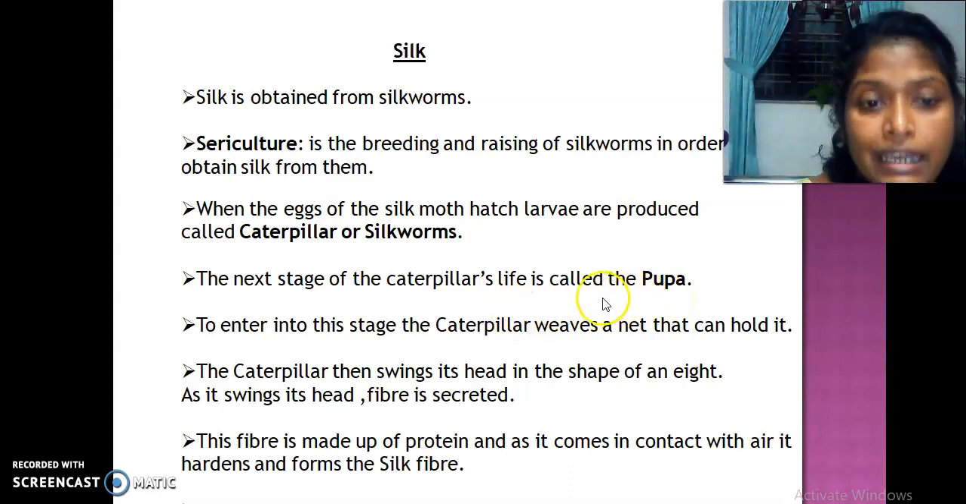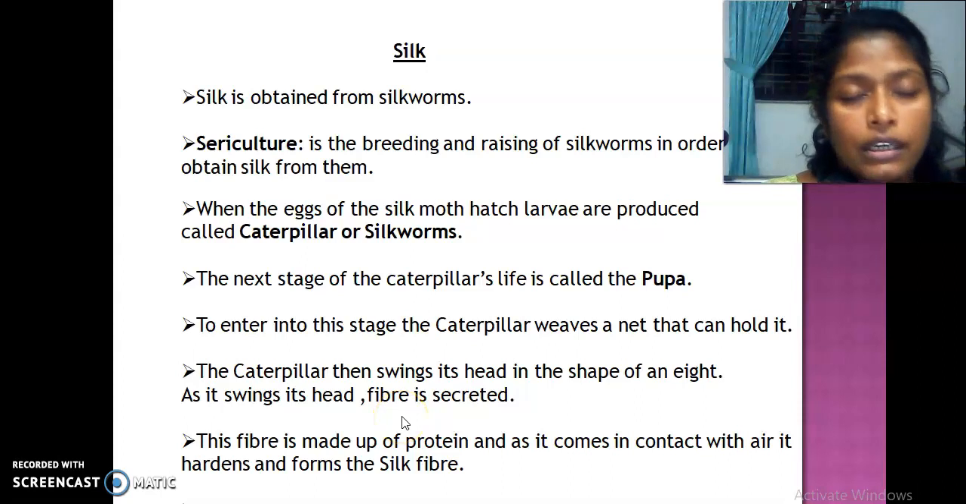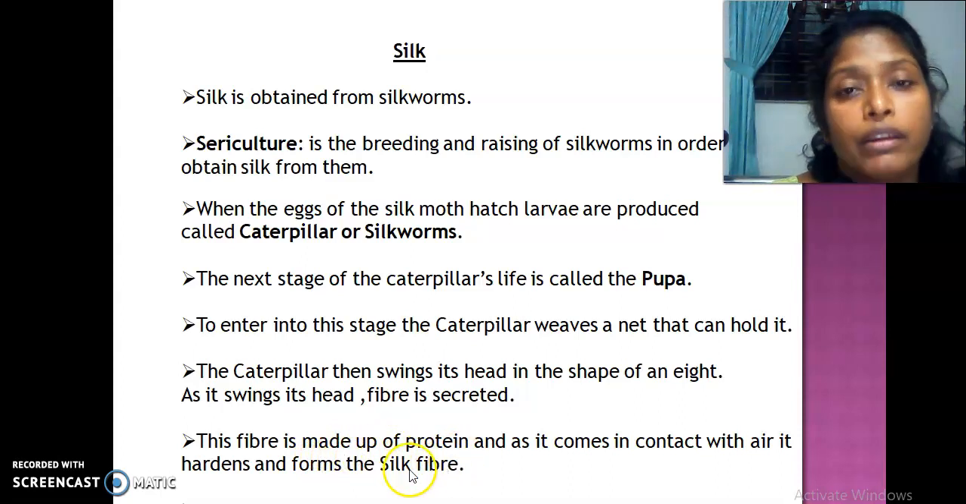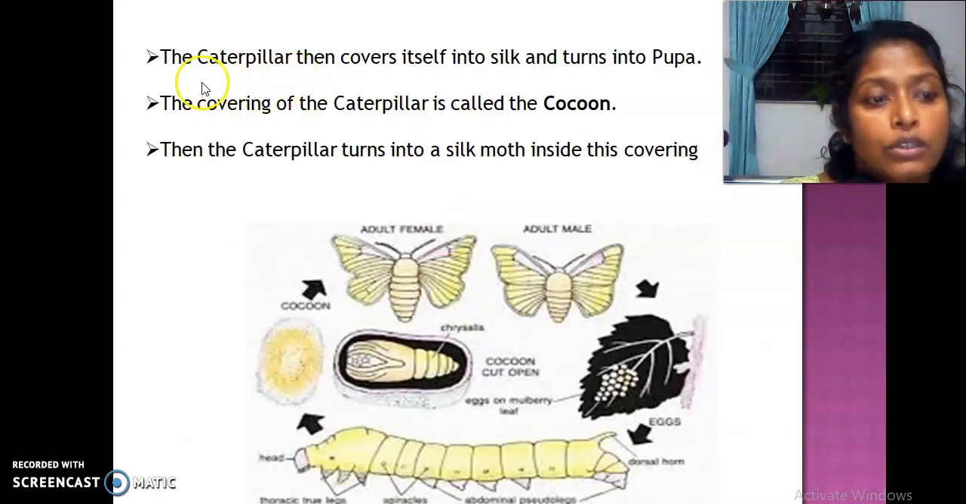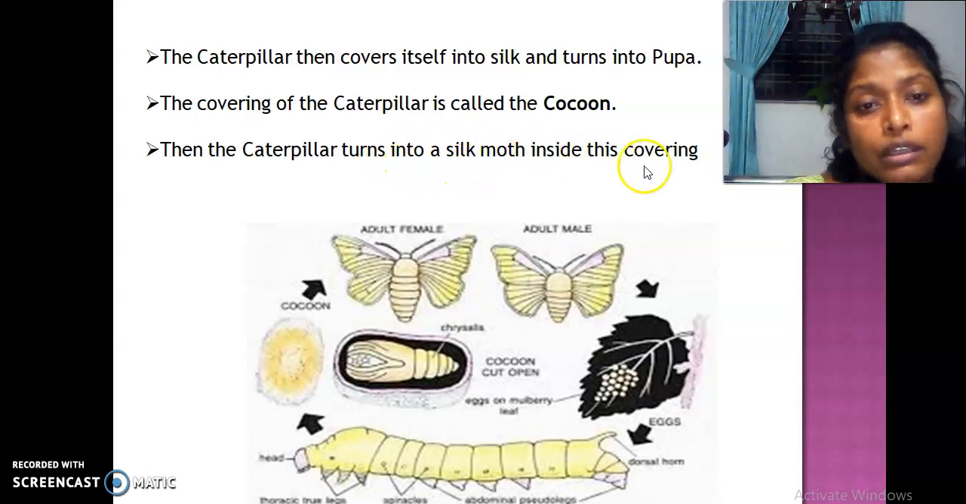To enter the pupal stage, the caterpillar has to weave a net around its body. So the caterpillar swings its head in a number 8, and by swinging its head in the number 8, certain fibers are secreted from its mouth. These fibers are made up of protein, and when they come in contact with the air, they form silk fibers. So the caterpillar then covers itself in silk and turns into pupa. The covering of the caterpillar is called cocoon, and the caterpillar turns into a silk moth inside the covering.